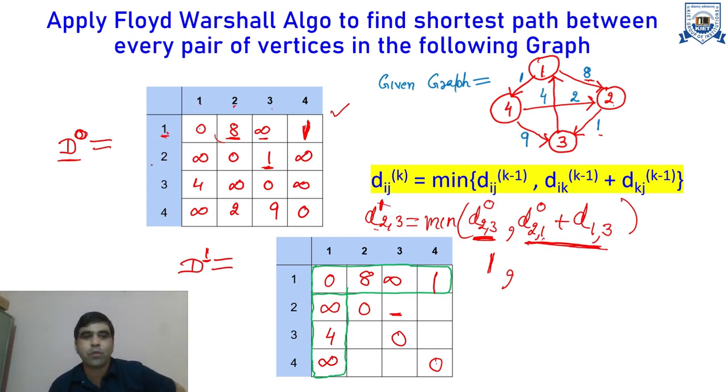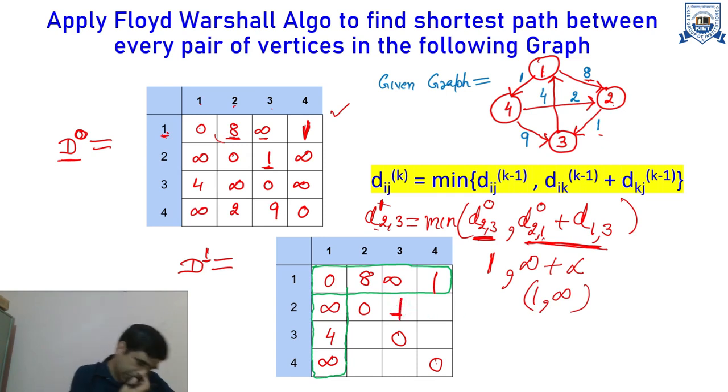So see, 2 to 1 is infinity, plus 1 to 3, see, this is in D0, 1 to 3 is infinity. So infinity plus infinity is infinity. So we have 1 comma infinity. So what is the minimum of these two? Obviously 1. So we'll put 1 over here.